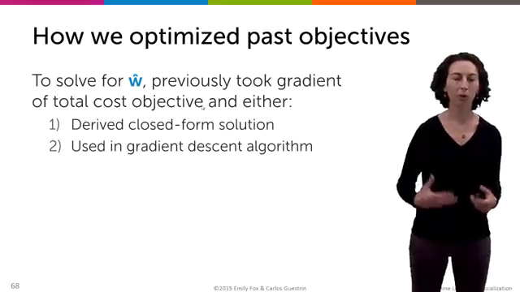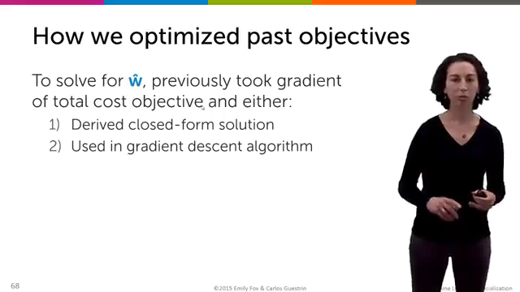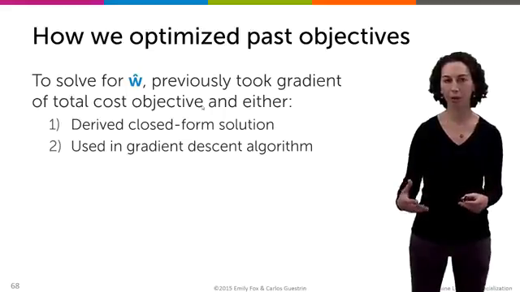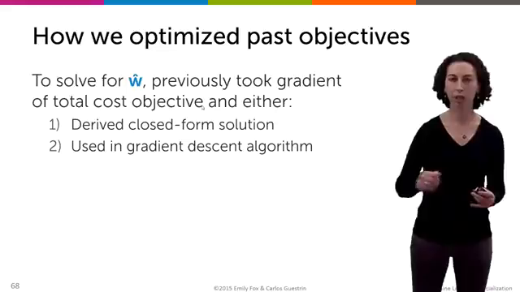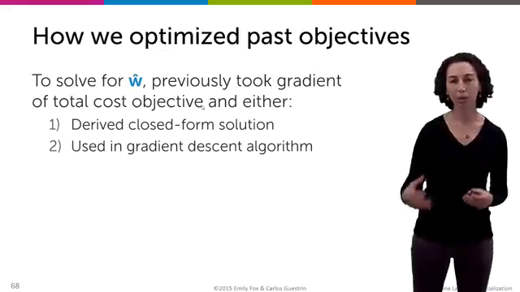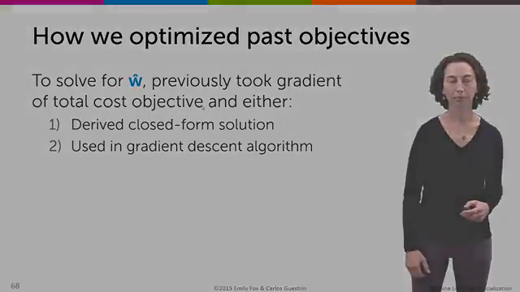So in our machine learning workflow for regression, we're talking about this gray box here, our machine learning algorithm. And let's first remember what we've done for past objectives. When we talked about least squares and ridge regression, what we did was we took the gradient of our total cost, and then we either looked at a closed form solution, setting that gradient equal to 0, or we used the gradient within an iterative procedure called gradient descent.